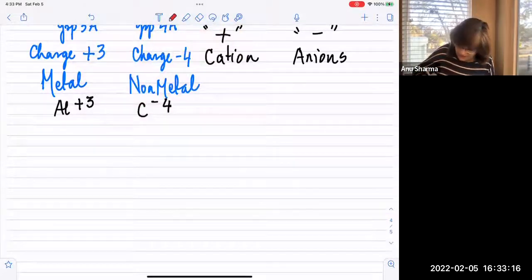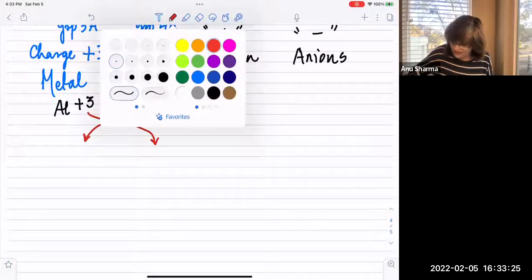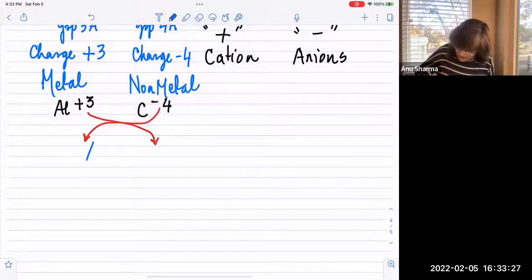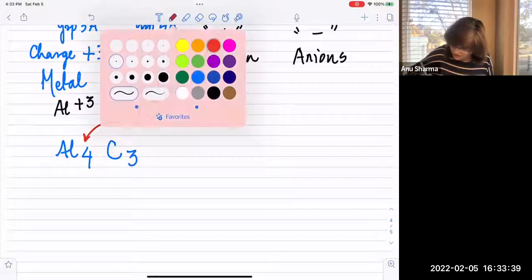Okay, so let's just move a little forward. These are the ions, and then when you do the crisscrossing, you see that this 4 and this crisscross. So now we have aluminum 4, and carbon will have 3. Okay, so let's change this to here this way.